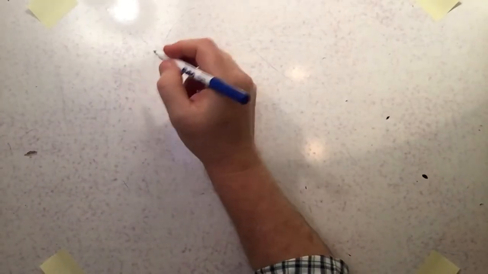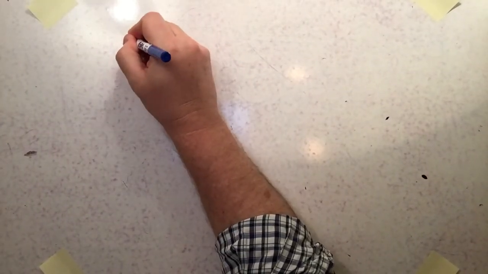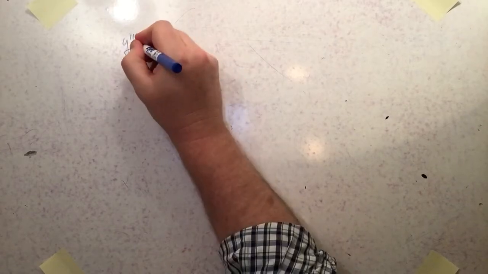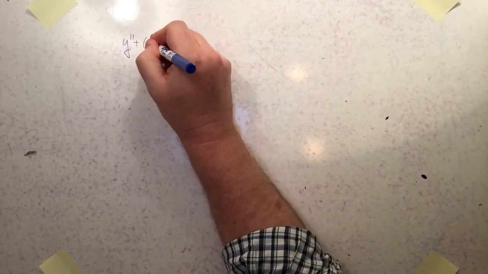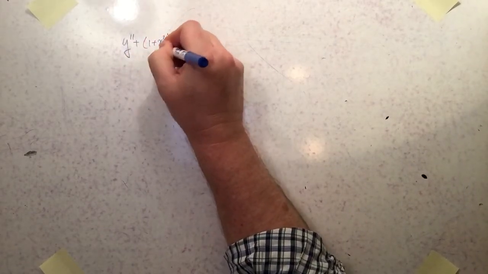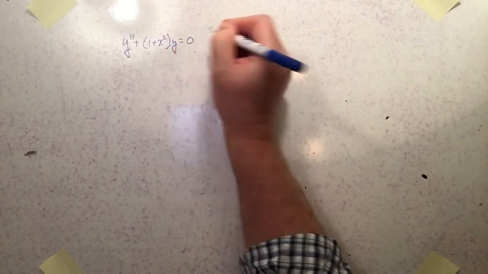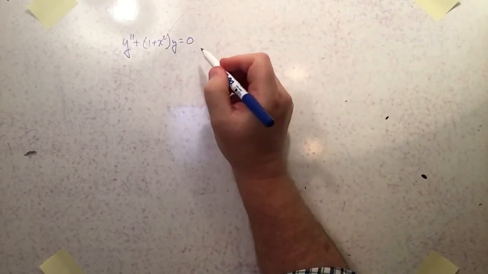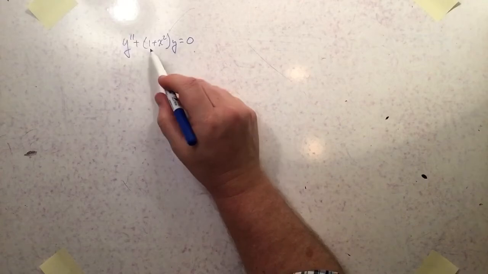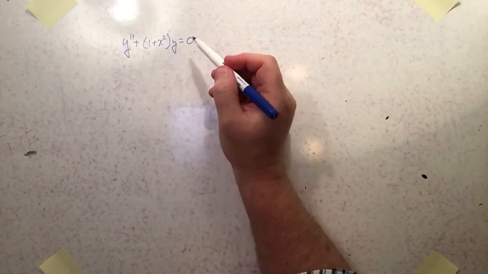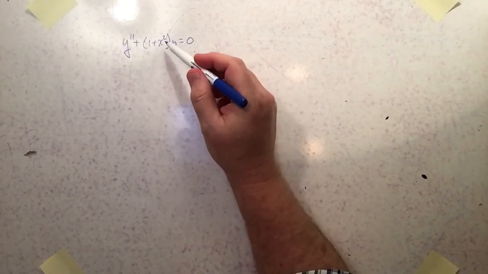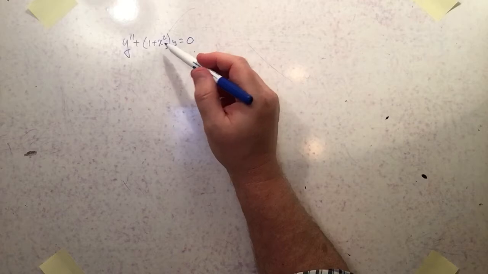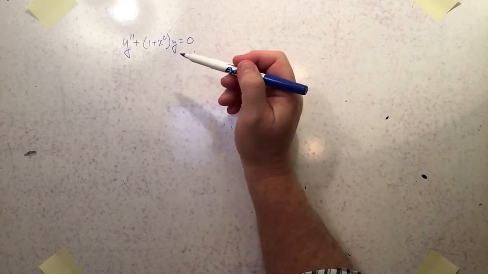Okay, our next problem will be significantly more difficult, but we'll use the same technique. y double prime plus the quantity 1 plus x squared times y equals 0. Notice while the equation is still homogeneous, it is nonlinear because it has this variable coefficient. And that's really going to allow the technique we're looking at now to shine.